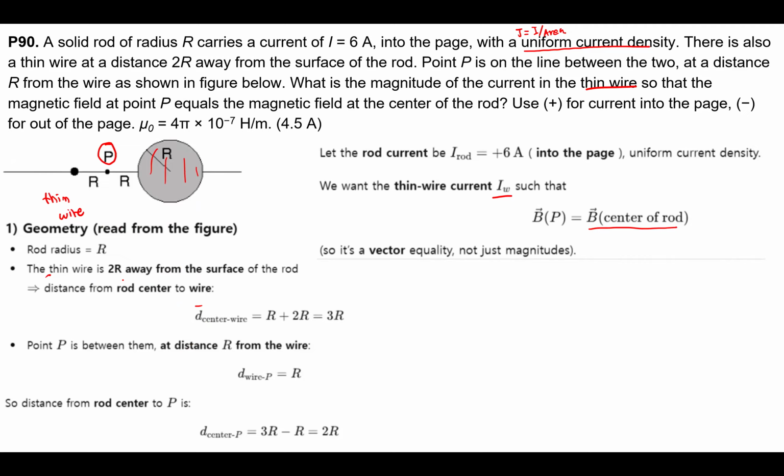The thin wire is 2R away from the surface of the rod. The distance from the rod center to the wire is given by 3R. Okay. So this is the rod center. This is R once again, so that we have R, 2R, and 3R. Okay. And point P is between them at the distance R from the wire. Wire to P is given by this one. So the distance from the rod center to P is given by 2R.